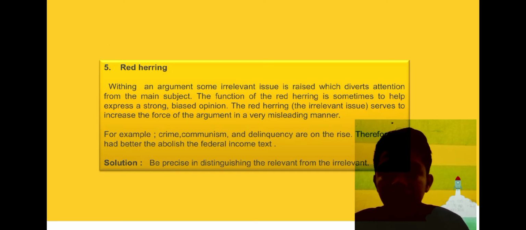Number 5, red herring. Within an argument, some irrelevant issue is raised which diverts attention from the main subject. The function of the red herring is sometimes to help express a strong opinion. The red herring, the irrelevant issue, serves to increase the force of the argument in a very misleading manner. For example, crime, communism, and delinquency are on the rise, therefore we had better abolish the federal income tax. Solution: be precise in distinguishing the relevant from the irrelevant.